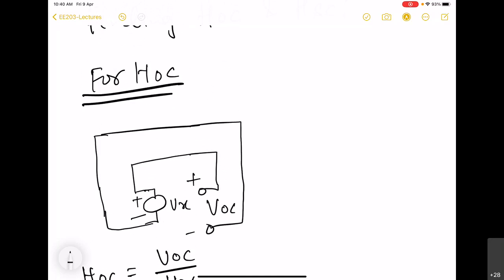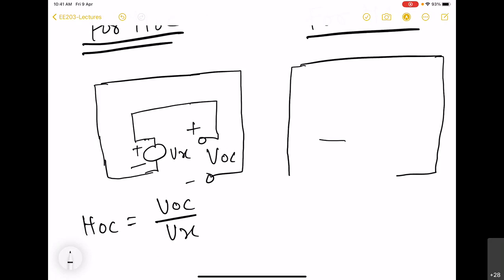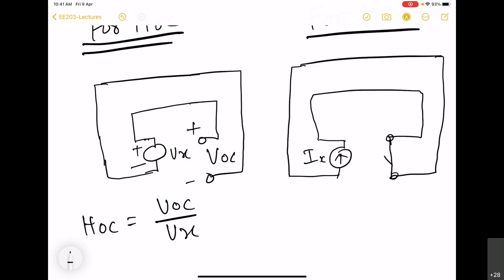Now for finding out the short circuit transfer function, we, as the name suggests, take the help of short circuiting. We will have to do the short circuiting, but this time we use a current source to excite the circuit. So we excite with a current source and then find out the short circuit current at the other end, and in this case HSC is going to be ISC divided by IX.